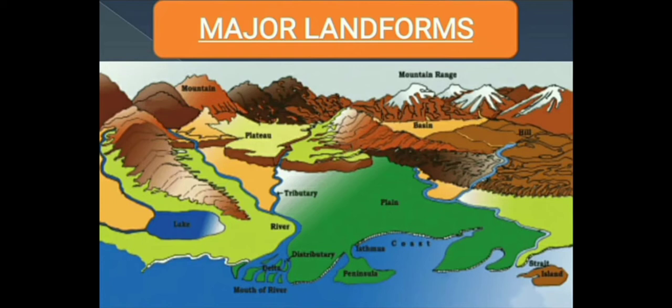How many types of landforms? Which are they? There are 5 types of landforms. They are mountains, plateaus, plains, deserts, and rivers.